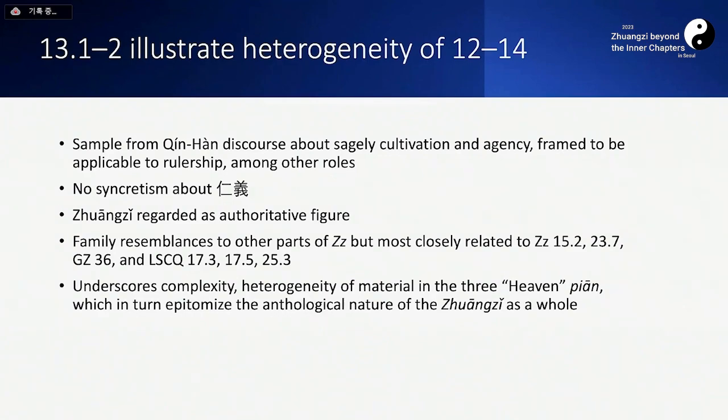So I see 13.1 and 13.2 as underscoring the complexity and the heterogeneity of the material in the three Heaven books. We're looking at a really wide-ranging and rich collection of diverse writings here that don't tie together into any sort of neat, coherent package, and as a whole resist any kind of general label or characterization. So I see the Heaven Piān as epitomizing the anthological nature of the Zhuāngzǐ corpus as a whole. Thank you.